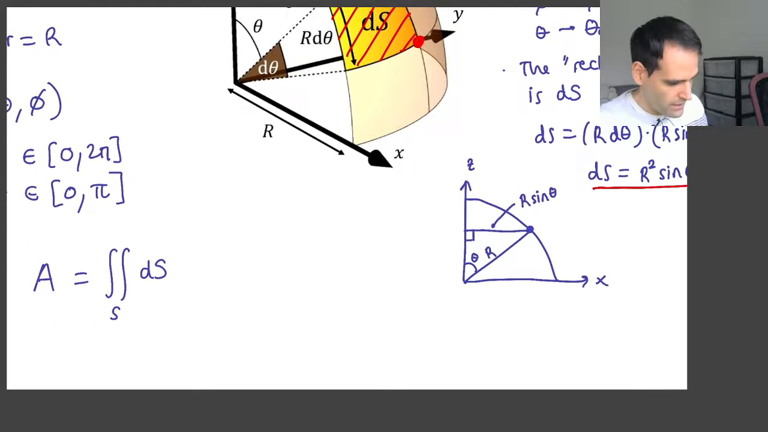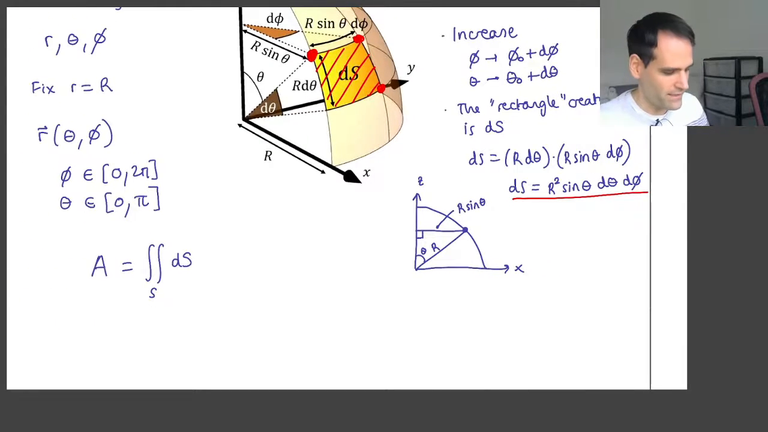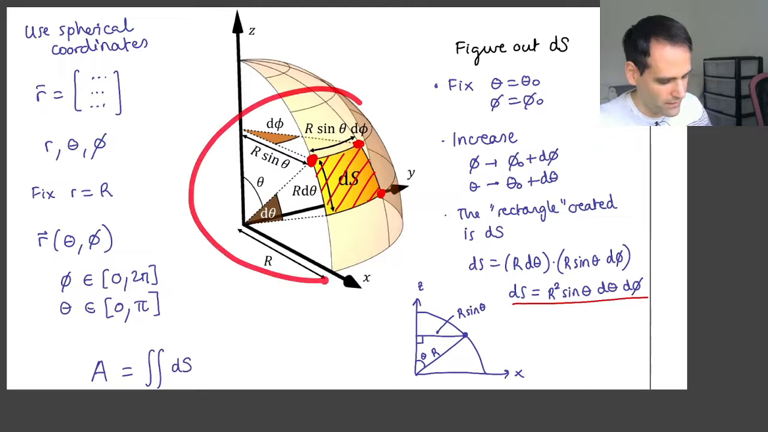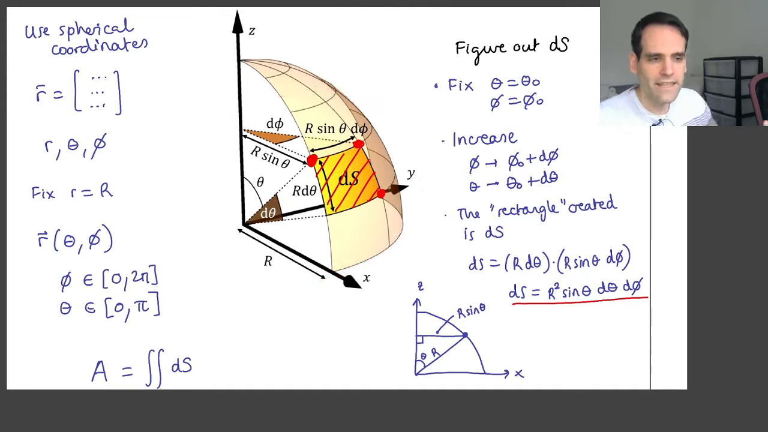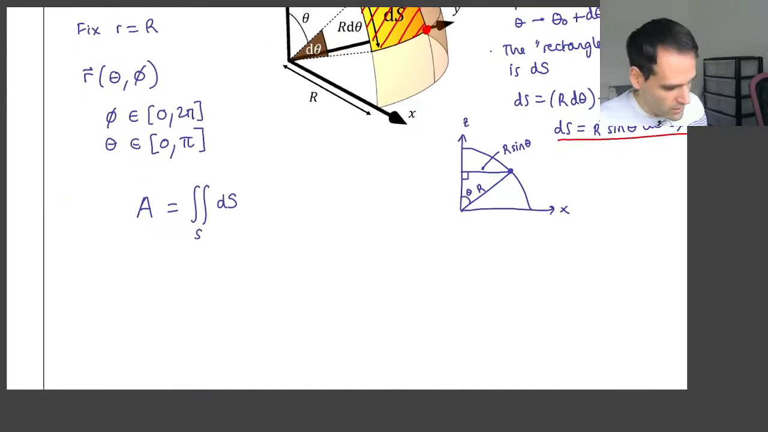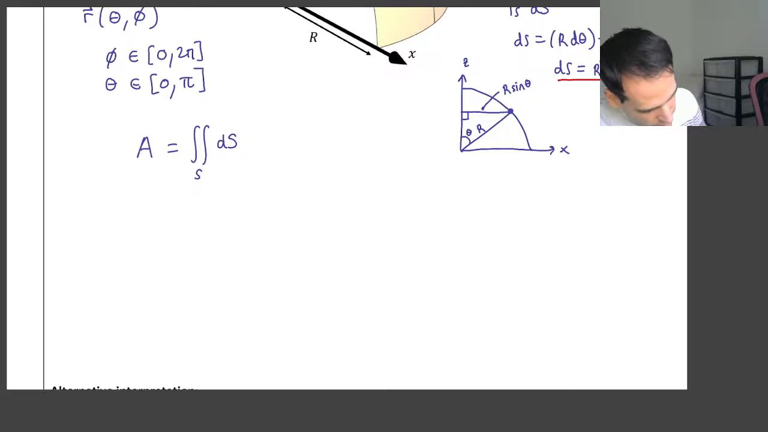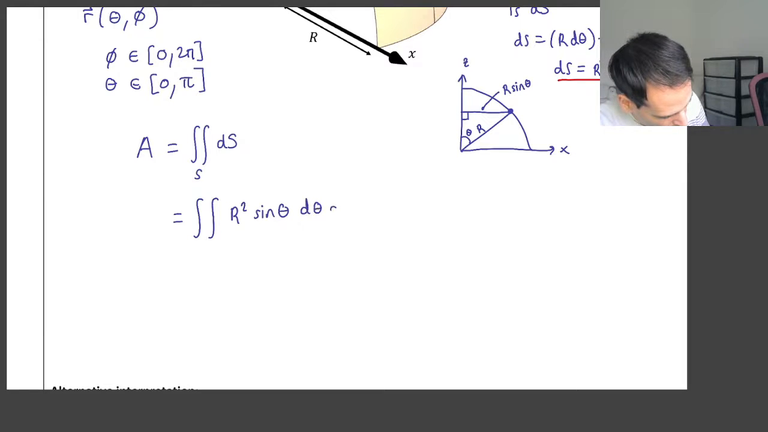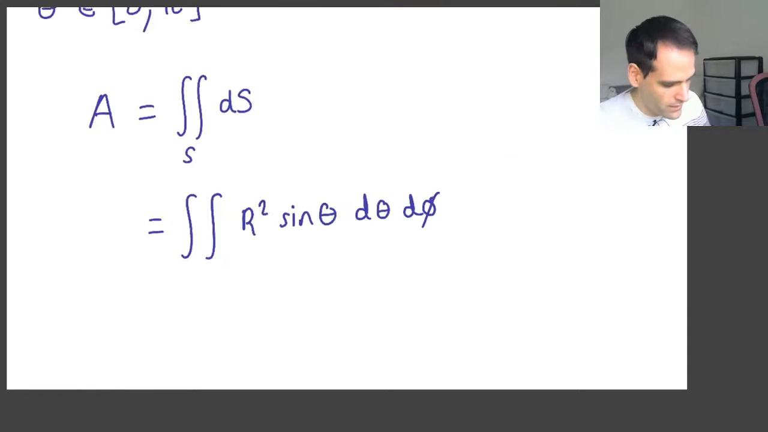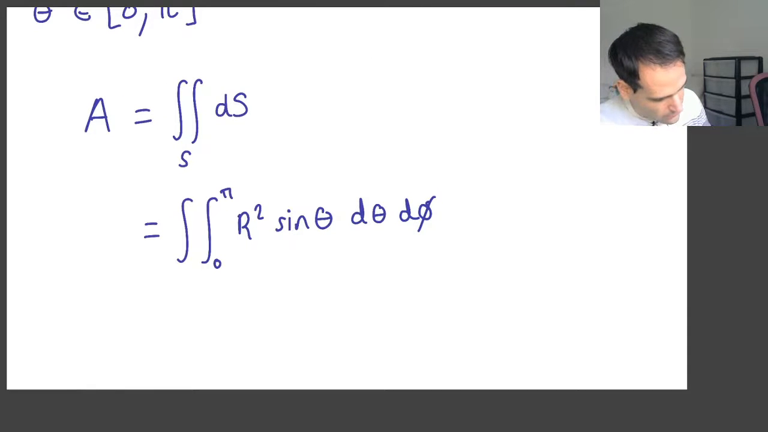Okay, later I will show you other methods of finding ds, because I think that this is not very practical, to be honest, but I think it's nice to show you that it can be done. So let's do now the calculation. The surface of a sphere is just the integral of this ds, which is r squared sine theta d phi. So what are the limits? Theta goes between 0 and pi, and phi goes between 0 and 2 pi.